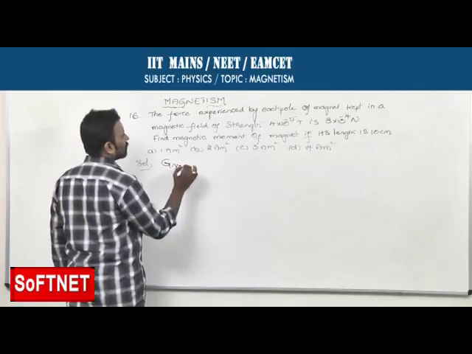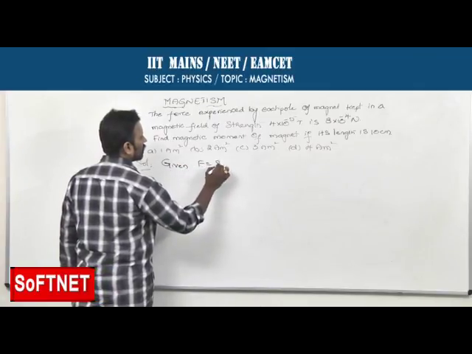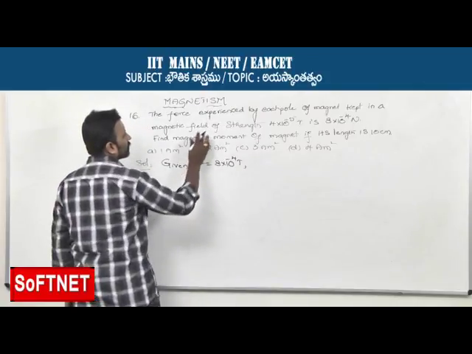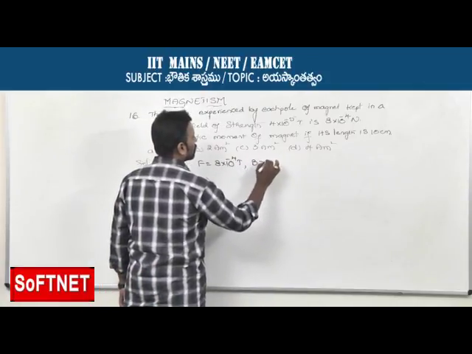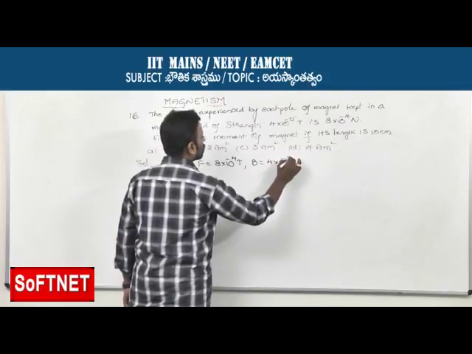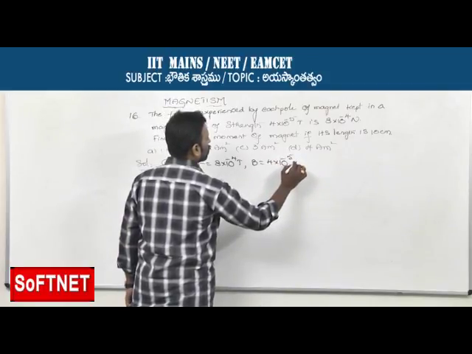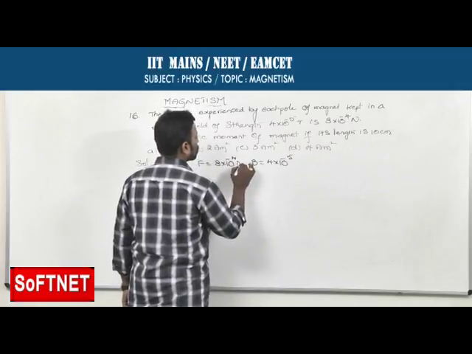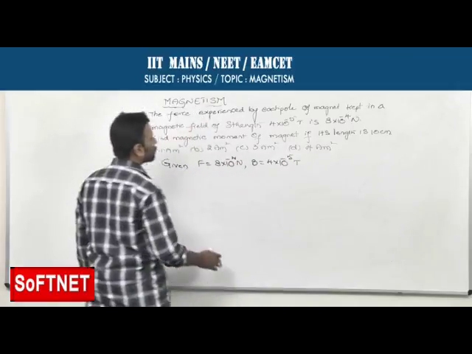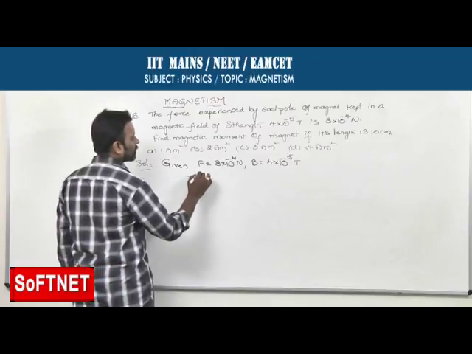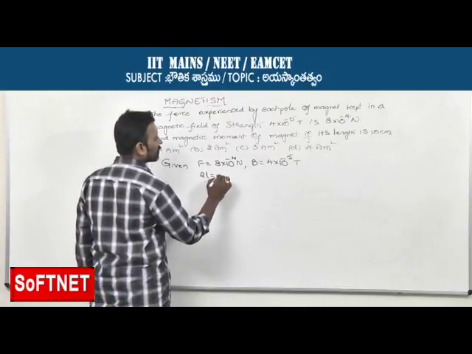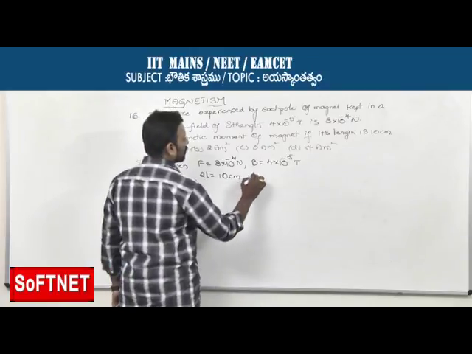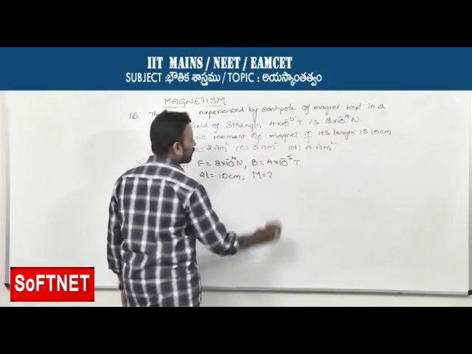Given force as 8 10 power minus 4 newtons, the magnetic field strength B is given as 4 10 power minus 5 Tesla. The magnetic length 2L is given as 10 centimeters. You are asked to calculate the magnetic moment of the magnet.